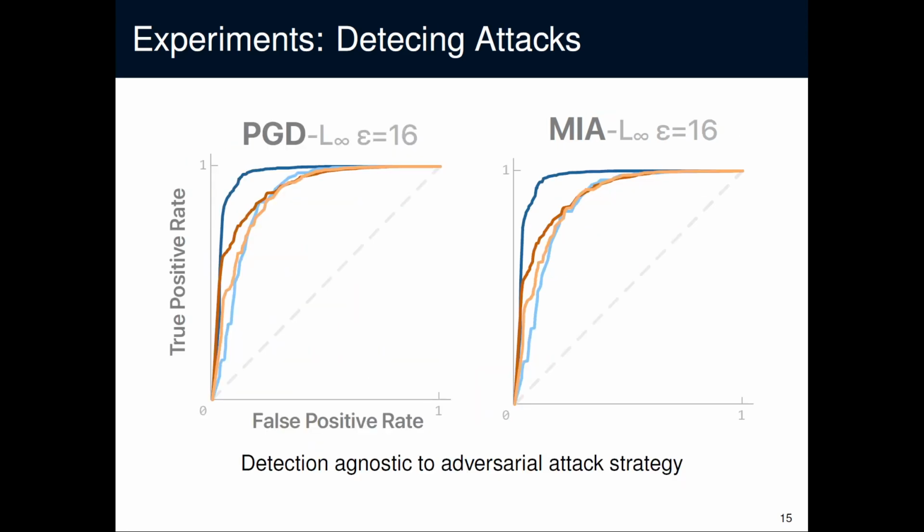So let's see a couple more examples here. Essentially, we're going to look at PGD and then MIFGSM, or MIA. And what we see here is that the detection is actually rather agnostic to adversarial attack strategy, meaning that these robust features work well across a variety of attacks. And this is pretty important, because it indicates that these attacks are really attacking the class label, not the individual features of the image.